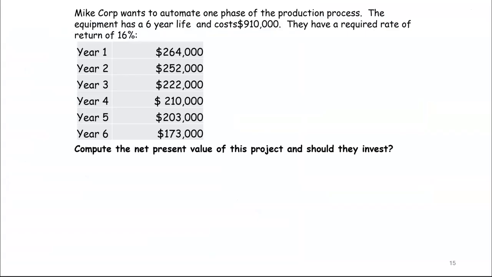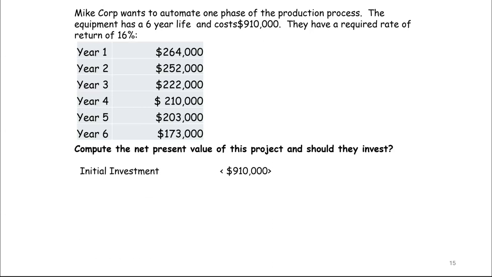Now let's take a look at another example. We want to buy equipment that has a life of 6 years, and they have a required rate of return, because they're going to automate production. It costs $910,000, and they have a required rate of return. Now compute the net present value of this project, and should they invest? And those would be our cost savings.